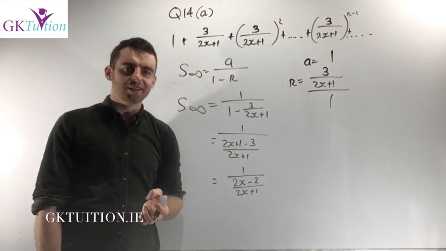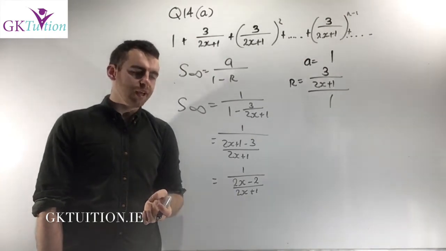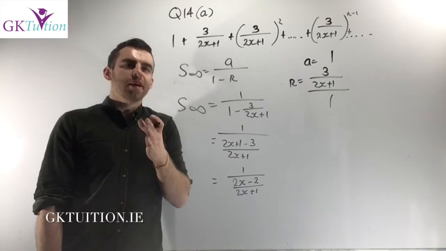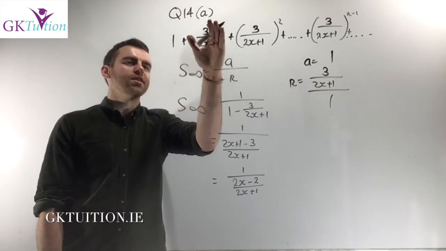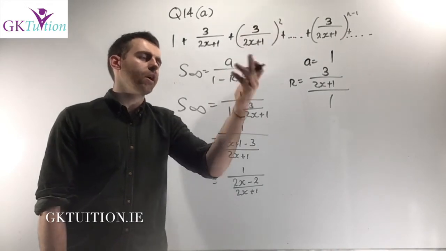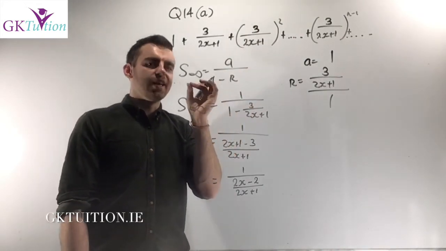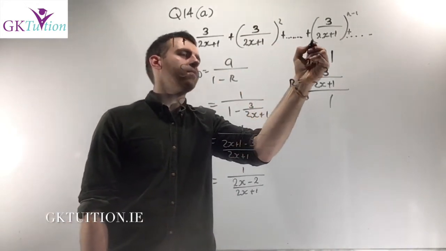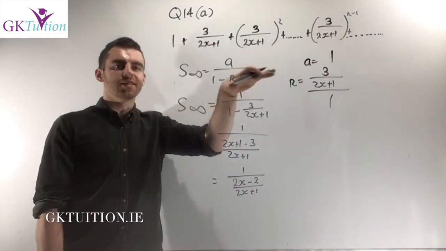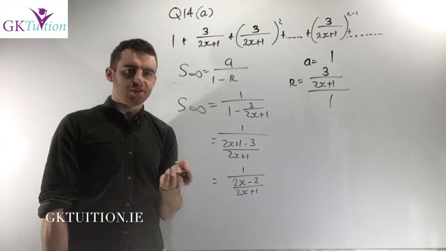Question 14 part A looked quite intimidating, but it was actually quite straightforward. You were given a geometric series, and the first term is 1, the second one is 3 over 2x plus 1, 3 over 2x plus 1 to be squared, and so on. And this is an infinite series. We're told that it's an infinite series, and you'll notice that there's dots going on to show that it never ends. This is an infinite geometric series.